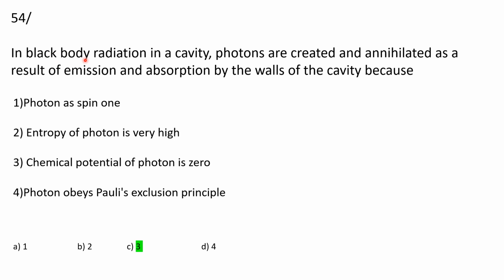Then in black body radiation in a cavity, photons are created and annihilated as a result of emission and absorption by the walls of the cavity. So this happens because option A says photon has spin 1, entropy of photons is very high, chemical potential of photon is 0, and photon obeys Pauli's exclusion principle. So here the correct answer is the third part, that is the chemical potential of photon is 0. So our final answer will be option C.